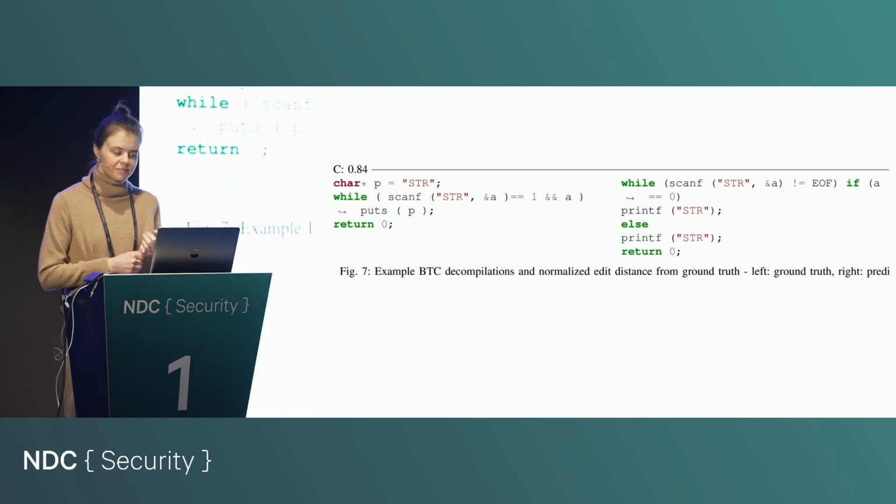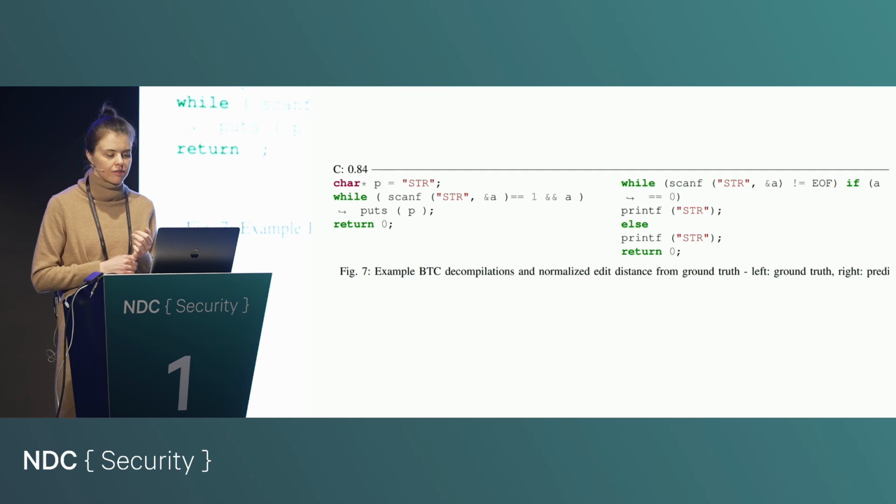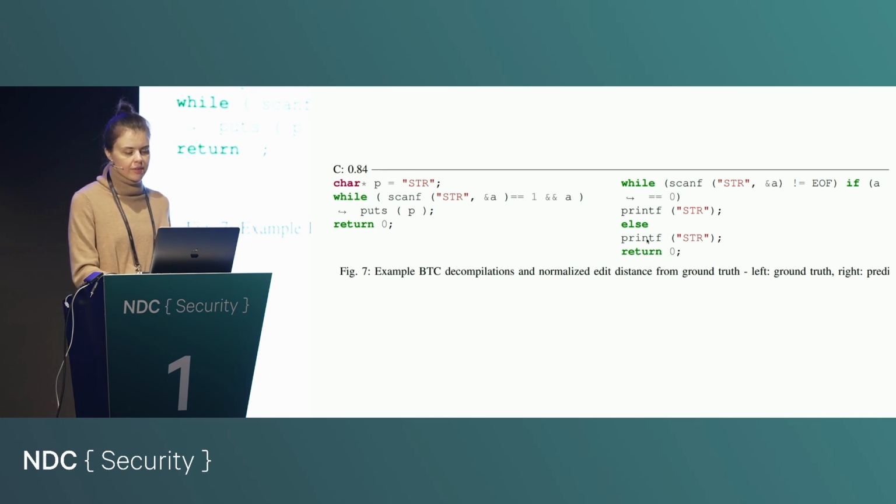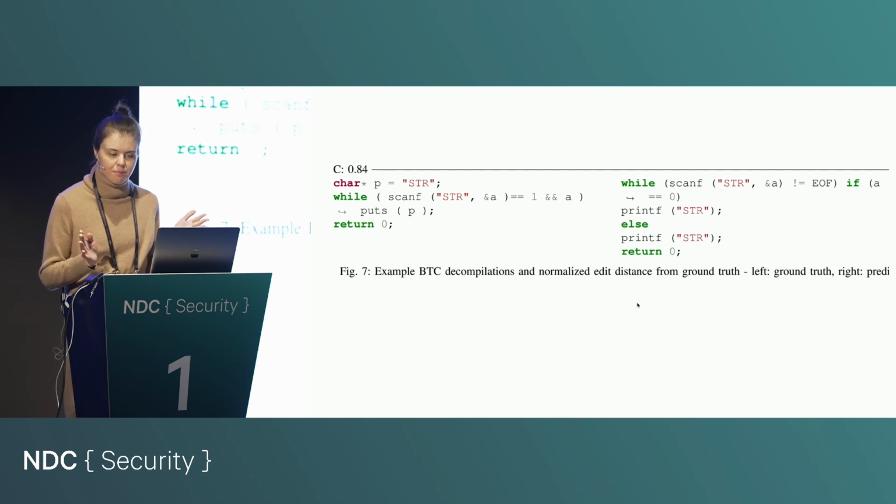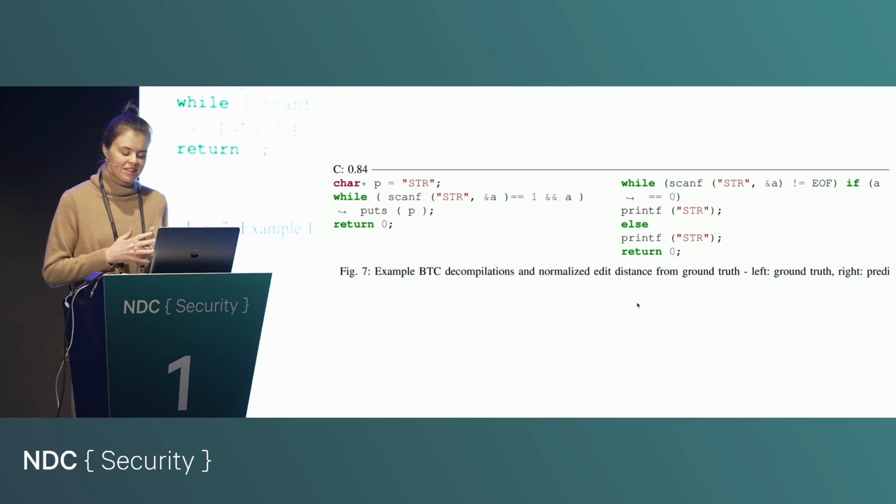This is an example of the ground truth on the left. This is the original C function that someone wrote, and this is what the model predicted from the assembly code that we get when we compile the function on the left. It's definitely not perfect, and the edit distance is quite big. What they discovered is that on average, almost every other token has to be corrected in some way.